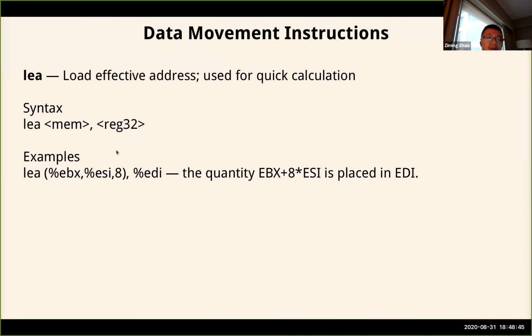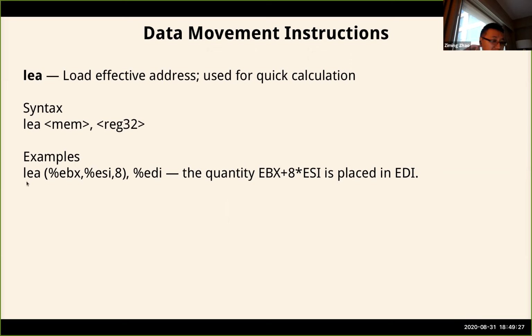For example, we want to calculate the address of some element in an array, and the base address for that array is EBX. Let's say each item in that array is 8 bytes, and we're looking for some element specified by the ESI register. Then we want to know what the address is. So basically, we're going to do a quick calculation here.